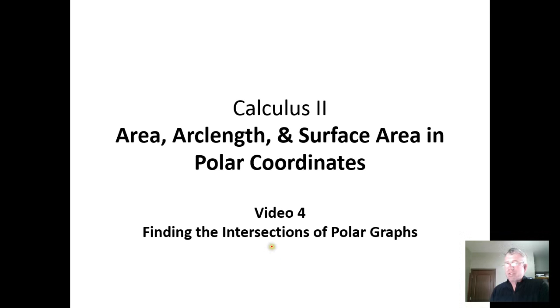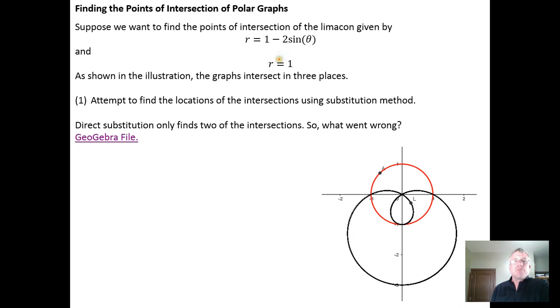In this video we're going to go over finding the intersections of polar graphs. So here we've got two polar graphs, one r equals 1 minus 2 sine theta. This is the limaçon that we saw in the previous video. And we have radius equals 1, which is just a circle of radius 1 centered at the origin. And down here we see the graphs of the circle and the limaçon.